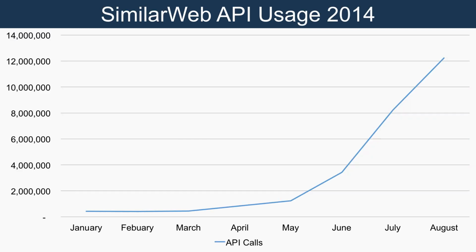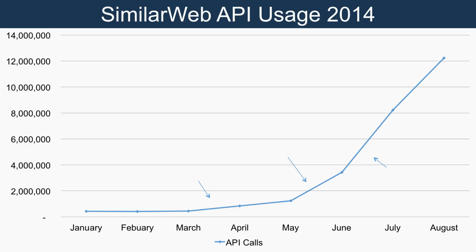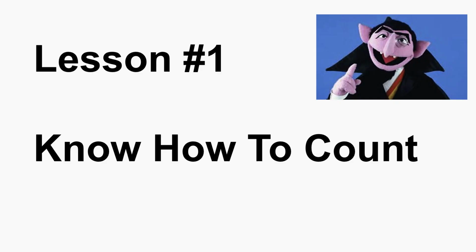So how did we end up with this eventually? And that's the subject of the talk. I want to talk about those 3 incidents in time, in April, May, and June, July, and what led us there. So let's begin. Know how to count.